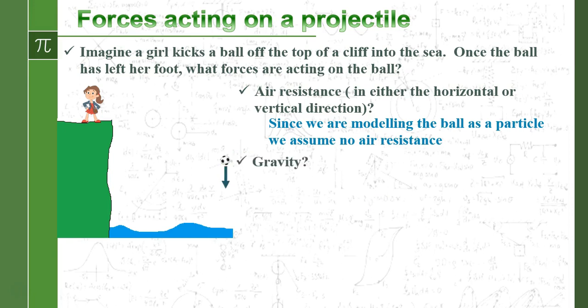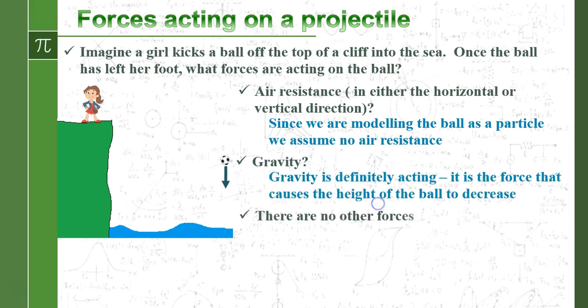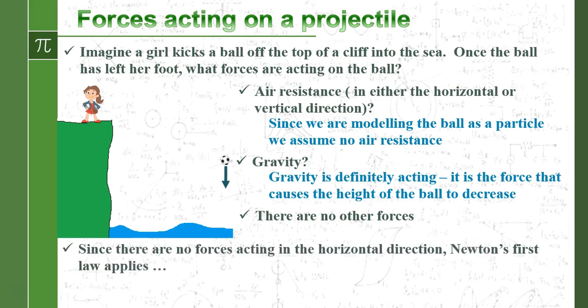The next one is gravity. Well, clearly there's definitely gravity acting on the ball. That's what's making it fall to the ground. And other than that, that's basically it. So what we've got is just the one force acting on this ball. As soon as it's left the girl's foot, the only force acting on it is gravity. And the biggest impact of that is particularly for its travel in the horizontal direction.